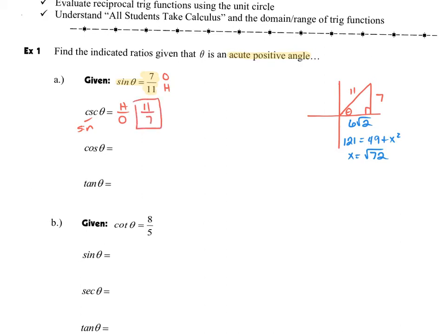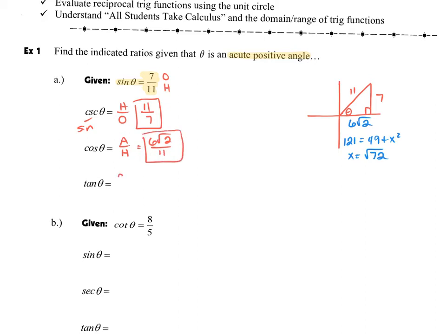Now, cosine is going to be my adjacent over my hypotenuse. It's important to understand this is not a unit circle. In fact, our triangle shows us that 11 is the radius of our circle. So adjacent over my hypotenuse, just reading from my triangle, I have 6 radical 2 over 11.